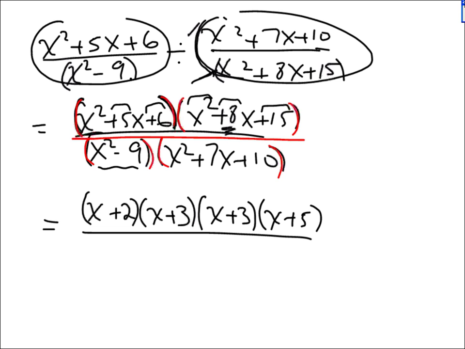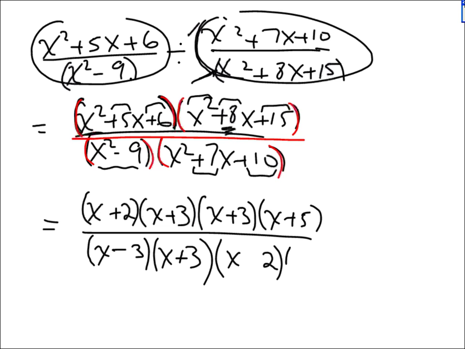X squared minus 9. It's a difference of squares. X squared is x squared. 9 is 3 squared. So you write x and 3 two times, one with a minus, one with a plus. Two numbers that add up to 7 and multiply out to 10 are 2 and 5. Positive 2 and positive 5.